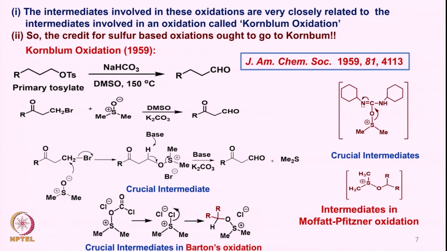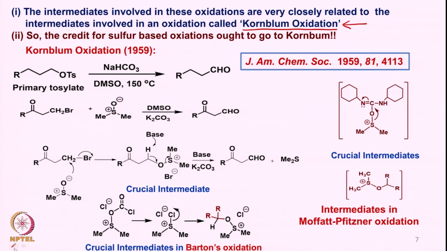Now, if we go back and look at the literature, these intermediates which I have mentioned as crucial intermediates of two different kinds are essentially related to yet another very important oxidation, which was the basis for all the oxidations involving sulfur, known as the Kornblum oxidation. It was Nathan Kornblum who discovered this in 1959, and this oxidation is also based on sulfur, and all the sulfur-based oxidations involving DMSO should definitely give credit to Kornblum. So what was the Kornblum oxidation?